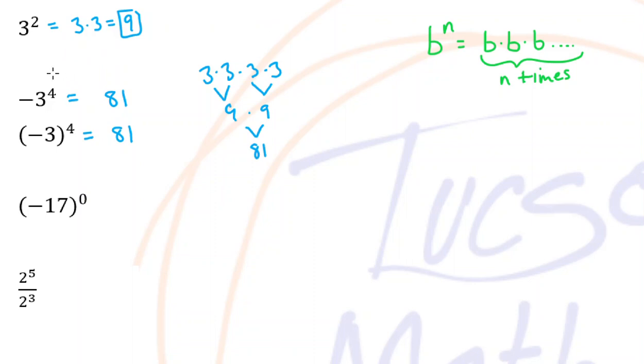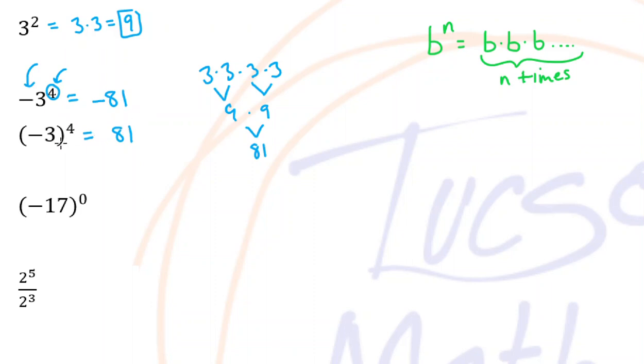PEMDAS, remember the order of operations, says do the exponent, the 4th power, before you do addition and subtraction, or multiplication and division. So you can think of that negative as negative 1 times 3. You can think of it as minus 3. However you think about it, that represents something that's going to be applied after the exponent. So we do the exponent first, 3 to the 4th power is 81, and then we apply the negative second. So for that first one, negative 3 to the 4th power without parentheses, the answer is negative 81.